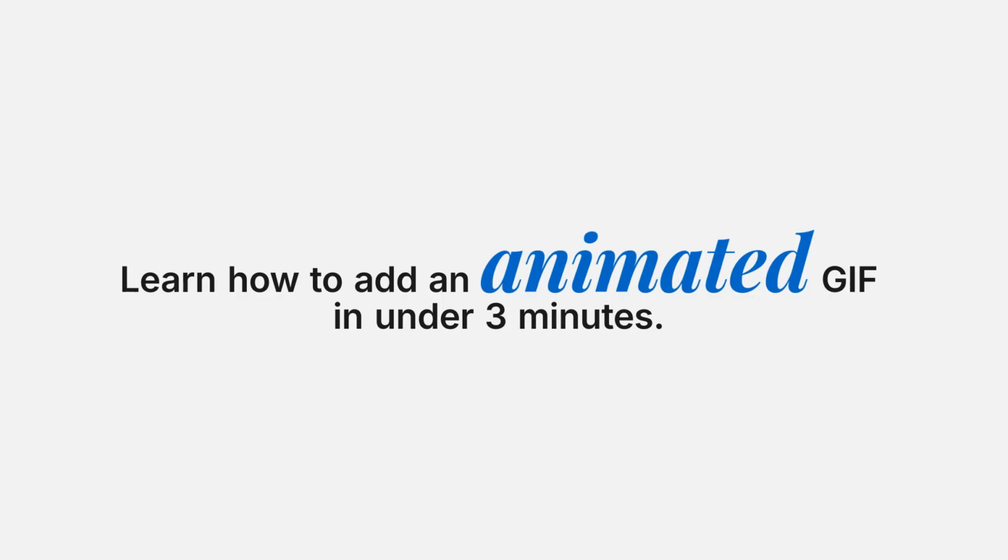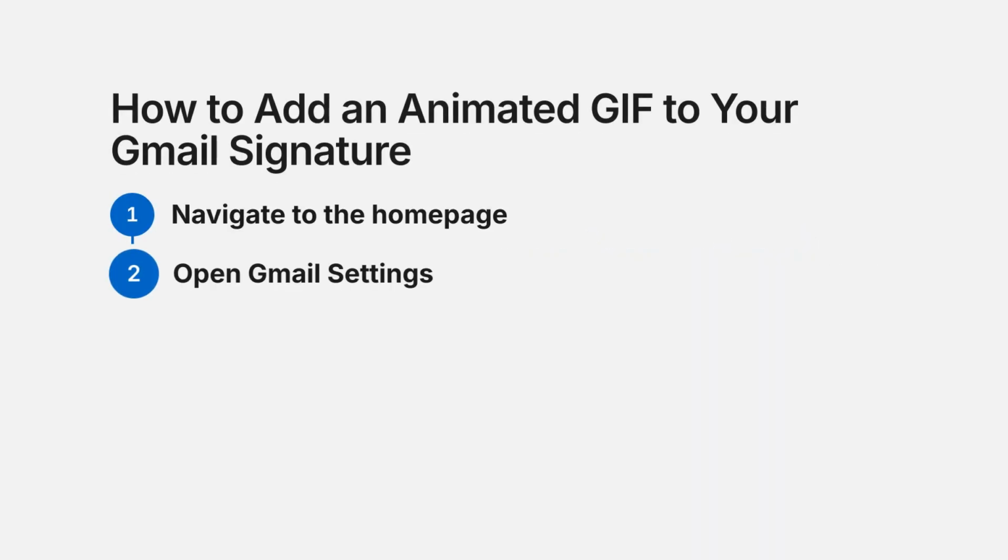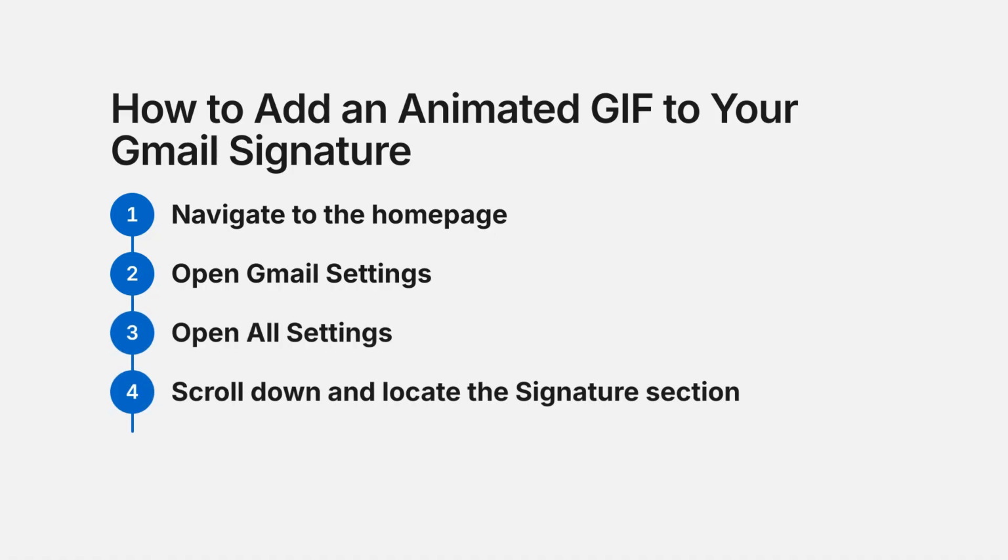Is your Gmail signature as boring as plain text? Learn how to add an animated GIF in under 3 minutes. First, we'll open Gmail settings and create a new signature. Then, we'll insert your GIF from Google Drive and adjust its size.